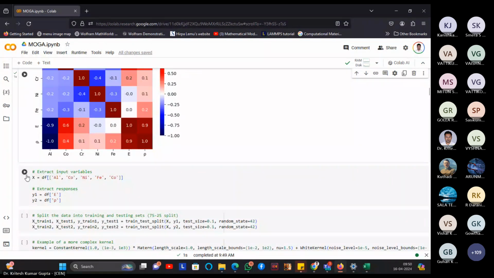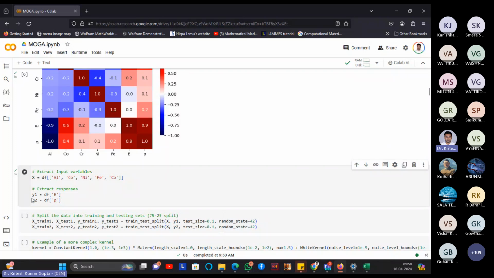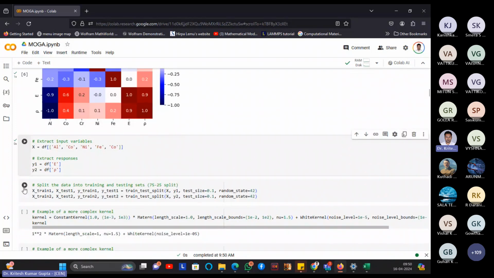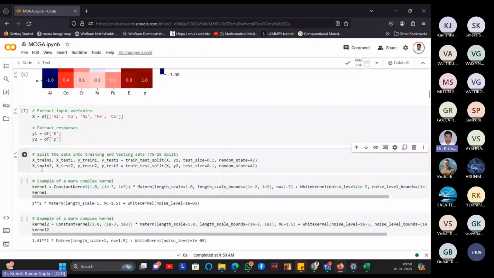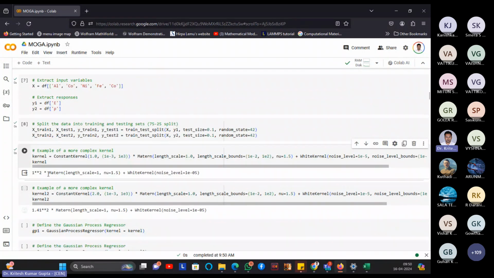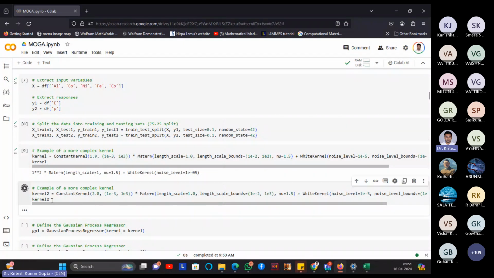All right. So now again, we will segregate X, Y1 and Y2. I'm separating X train 1, X test 1, Y train 1, Y test 1 for Y1. That is for Young's modulus. And train 2, test 2, these are for density. Using this kernel for Young's modulus, using this kernel for density.